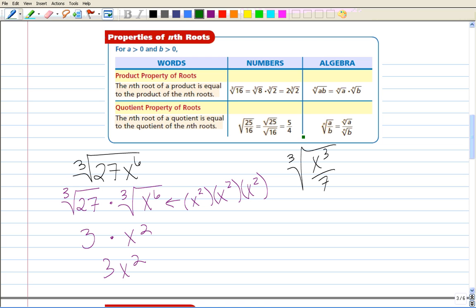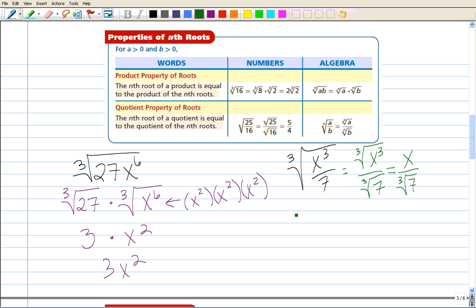On the next example, we have the cube root of x cubed divided by 7. So let's go ahead and split that into two separate radicals. So we have the cube root of x cubed divided by the cube root of 7. Well, the cube root of x cubed, easy enough, that's x. So we'll have x divided by the cube root of 7. But we don't want to leave the cube root of 7 in the denominator. We want to rationalize the denominator.